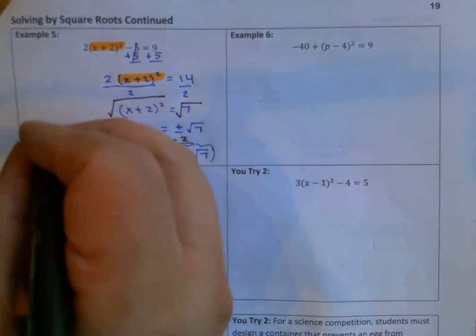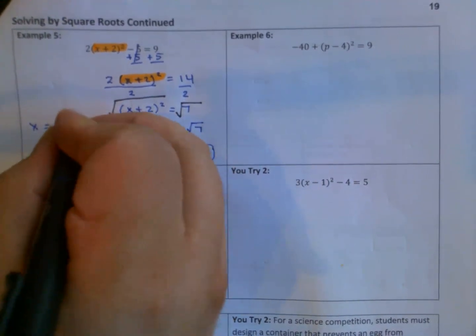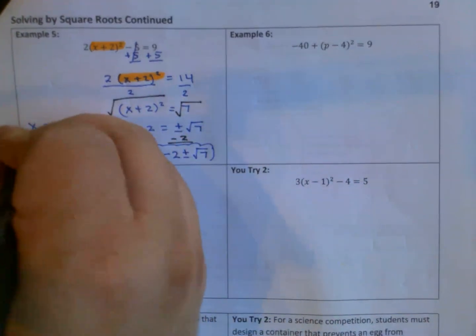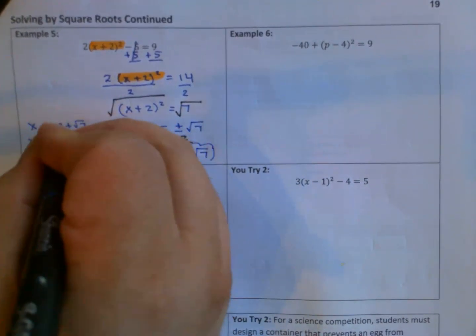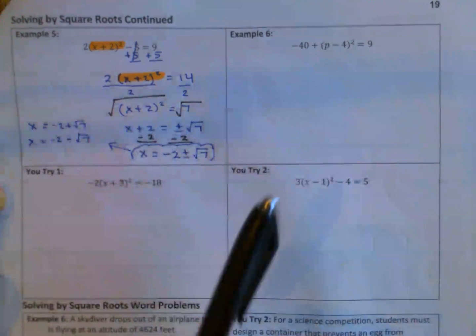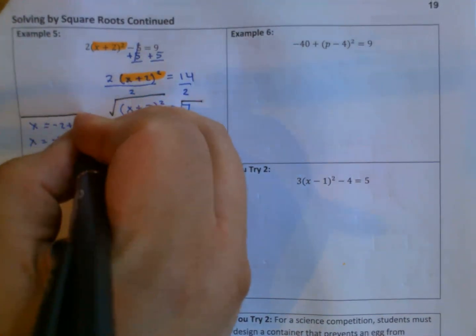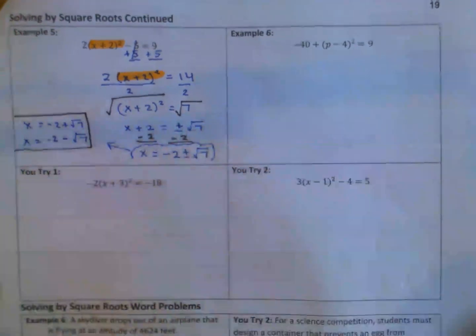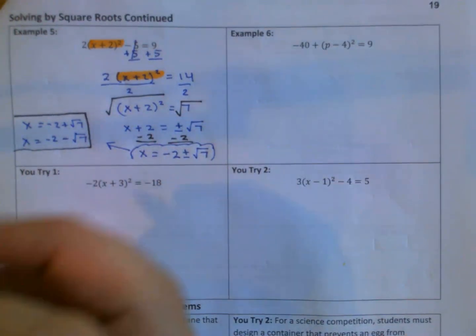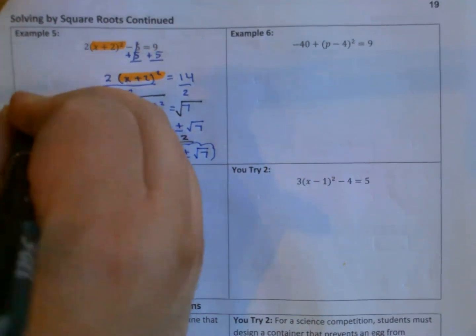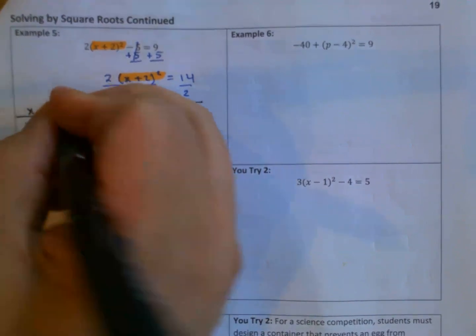X is equal to negative 2 plus radical 7. And of course, x is equal to negative 2 minus radical 7. Those are the two x-intercepts. Even though they look kind of weird, I would turn them into decimals if I needed to graph them. But those are my solutions, my x-intercepts, my roots, whatever we want to call them.